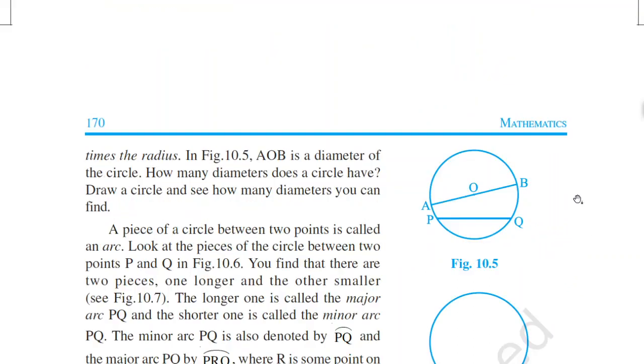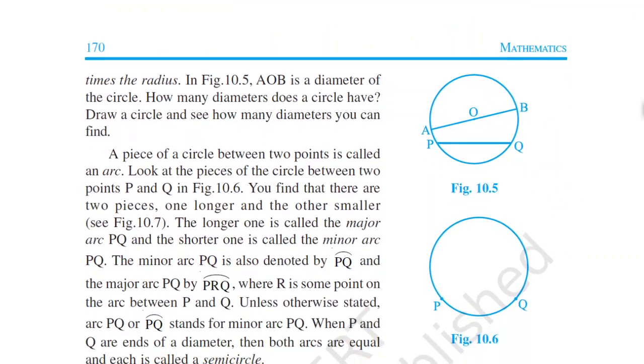Now we'll move to chord. Here we can see what is a chord and what is a diameter. What is a chord? A chord is a line segment joining any two points on the circle. We'll take points P and Q and we can join them. We can say it is a chord. Chord is spelled C-H-O-R-D. So PQ is a chord. Now AB is a chord. We can take another point M and another point N. We can say MN is a chord.